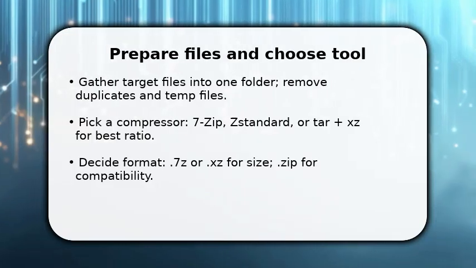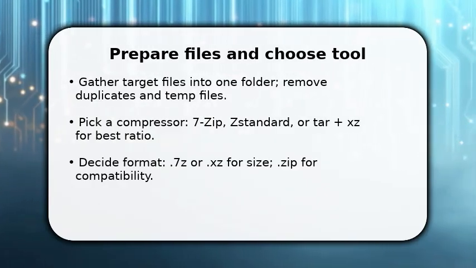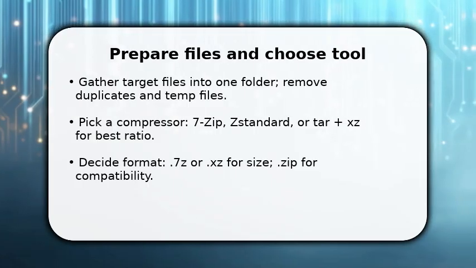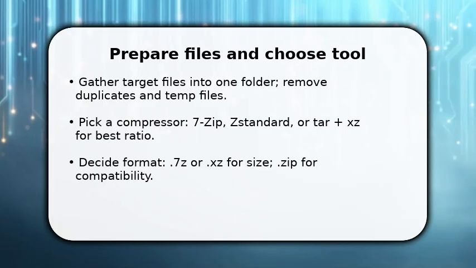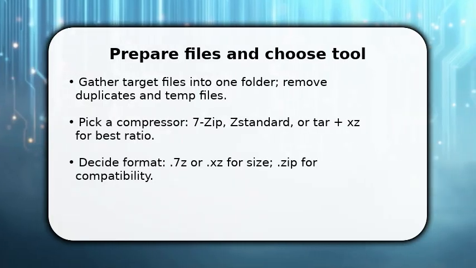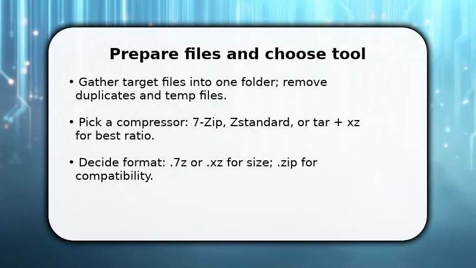You start by collecting only the files you must compress, delete caches and duplicates first. Install 7-zip or ZSTD, these give the best size versus speed. Once you pick a format, choose 7Z or XZ for maximum compression. Choose zip only if compatibility matters.